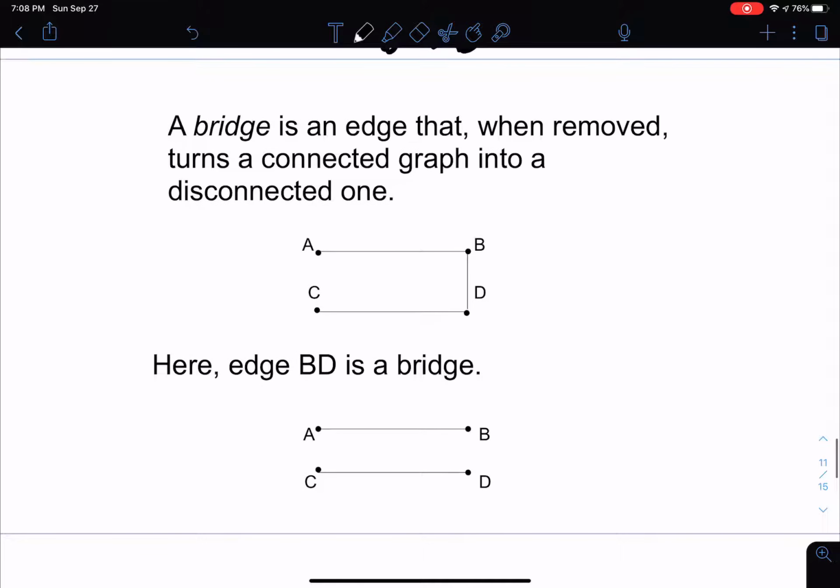All right. And earlier I talked about the bridges of Königsberg problem. But in graph theory, the definition of a bridge is something a little different than something that crosses you over water or over land. In graph theory specifically, a bridge is an edge that when you remove it, it turns a connected graph into a disconnected one. So in this particular graph, the edge from B to D is a bridge, because as soon as I remove it, my graph went from connected to disconnected.